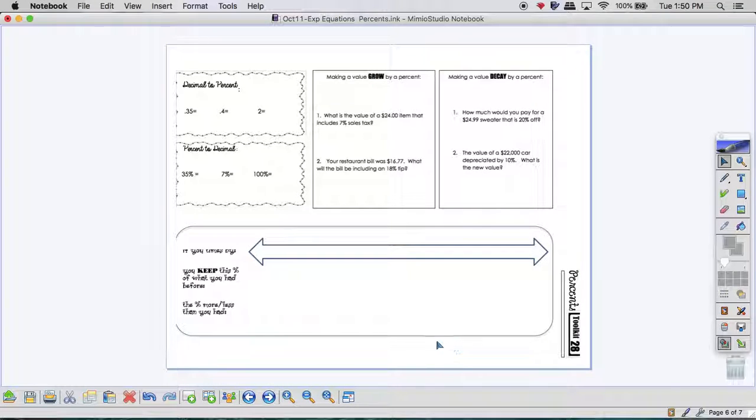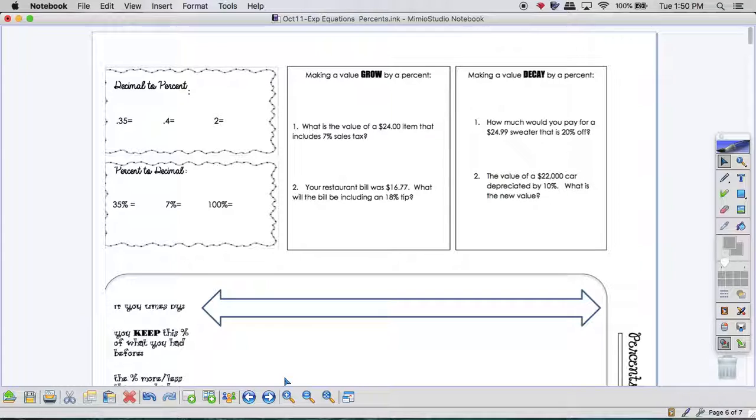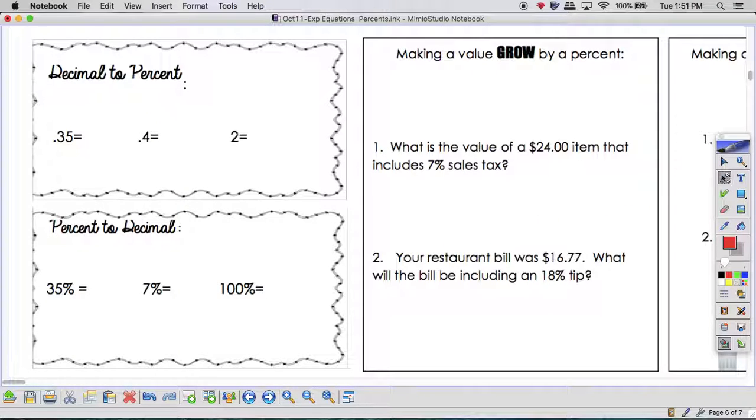Okay, next I'd like for you to grab the toolkit that looks like this, the percents toolkit. Okay, and what we're going to do is we're going to spend a little extra time reviewing percents because in the past I have found that students struggle immensely when we are talking about percents. Okay, so this part you should be good at, talking about going from a decimal to a percent or a percent to a decimal.